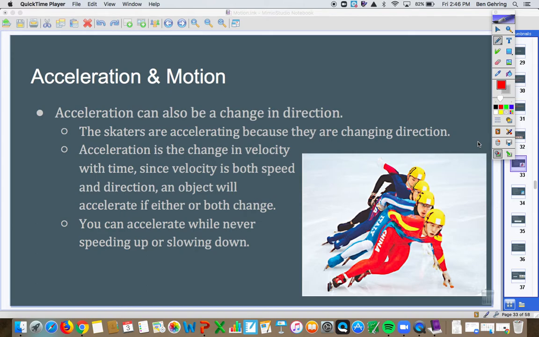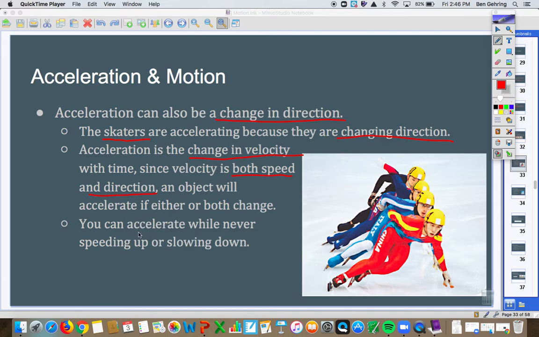Another way you can accelerate is a change in direction. So remember, your definition for acceleration was a change in velocity divided by time. And because these skaters, this is short track speed skating, they're going in a circle, and they are changing their direction, they are accelerating. So again, this is a change in velocity. Remember, velocity is speed with the direction. And since velocity is both speed and direction, your object will accelerate if either or both change.